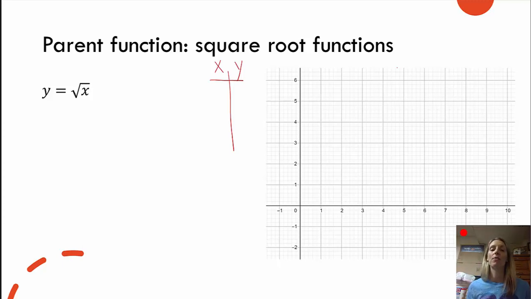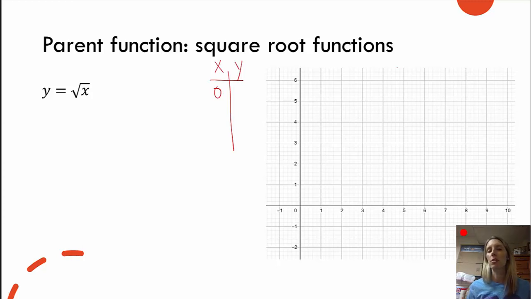We can't graph an imaginary number on a real number plane, so therefore we can't use -2. We also can't use -1. In fact, the smallest value we can use is 0. And then when I go to plug in the rest, I don't want to do, let's say, 0, 1, 2, 3, 4, because I have to take the square root of these numbers.